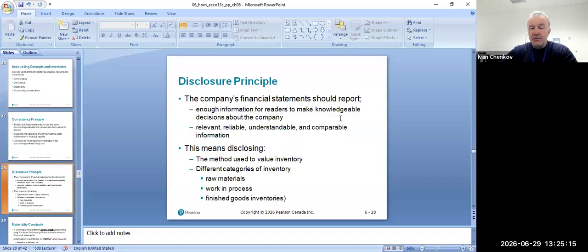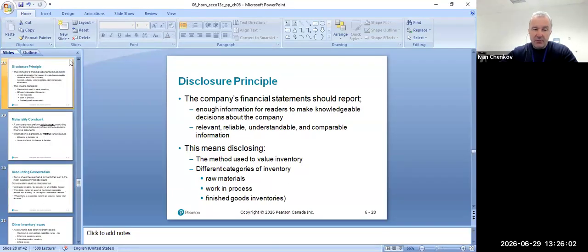Disclosure is related to the appropriate disclosure in the notes to the financial statements, with enough information for the readers, and it has to be reliable, relevant, understandable, and comparable. So technically, if you're changing the method of inventory, your accounting information is not going to be comparable. This means we have to disclose the value of the inventory and the different categories of inventory. We haven't talked about this yet, but in a manufacturing company, you're going to see raw materials, work in process, and finished goods inventory. We're going to get to that point as well.